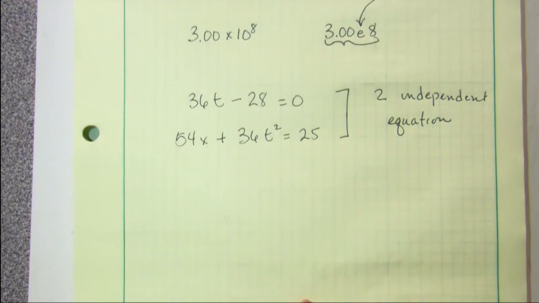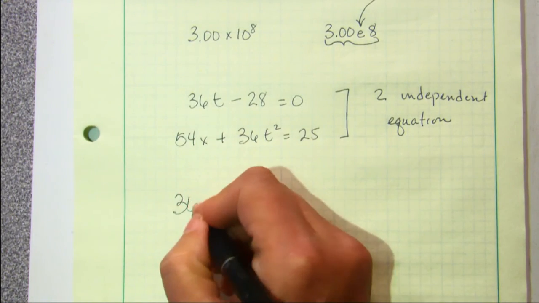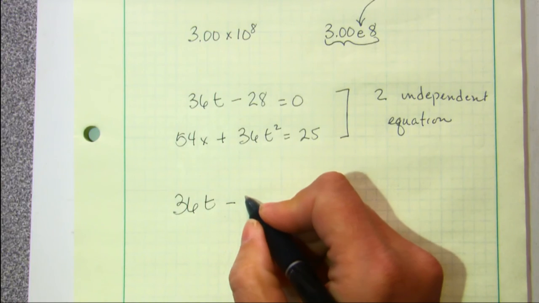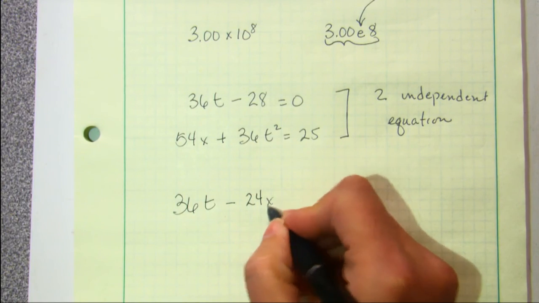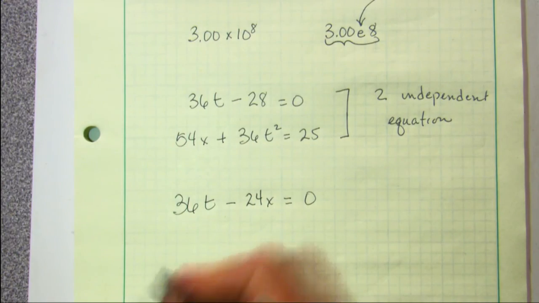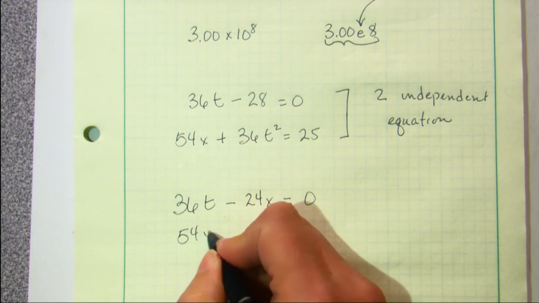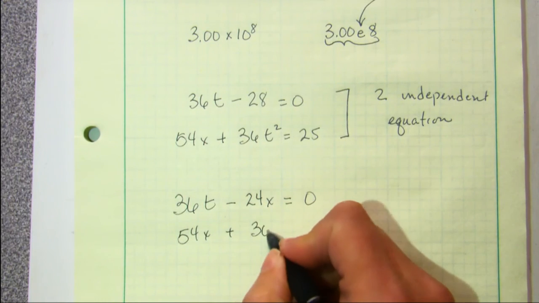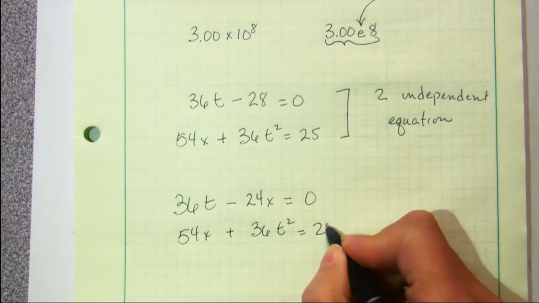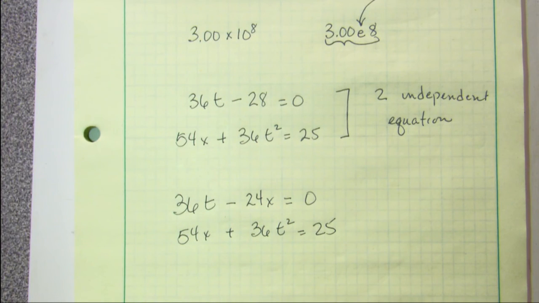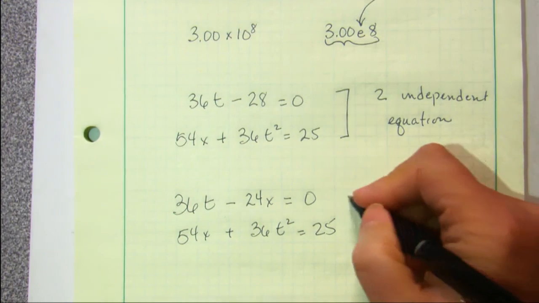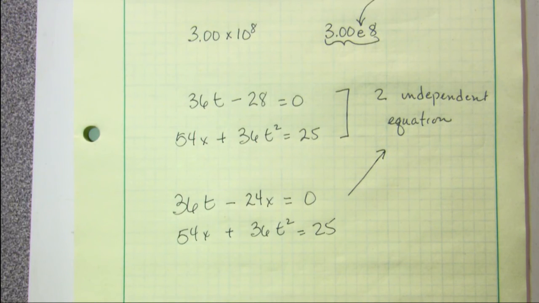I could have something that looks like this. So let's do one that looks like this. 36t minus 24x is equal to 0. And then I get 54x plus 36t squared is equal to 25. Still 2 equations, 2 unknowns.